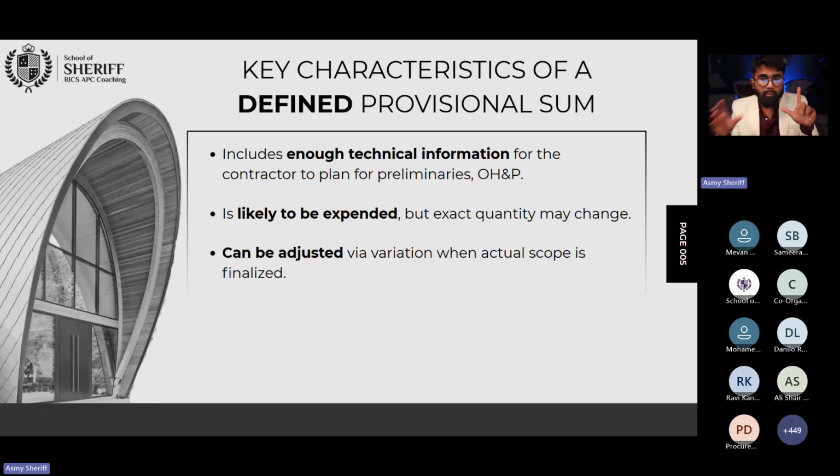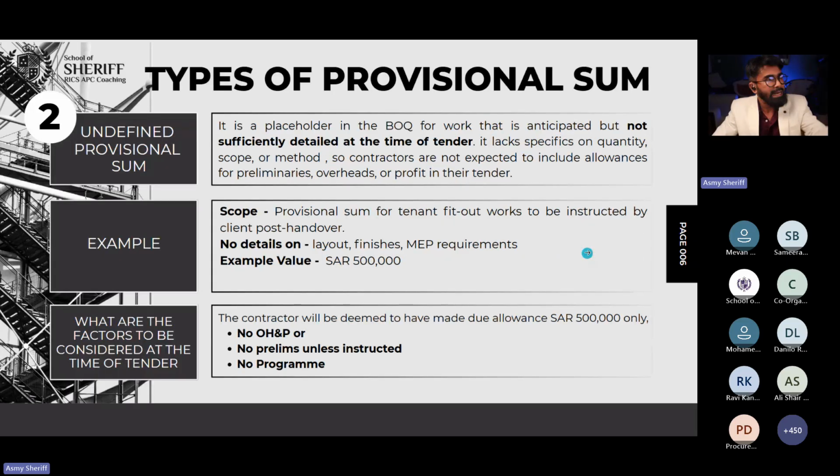And most of the time, the client will make it a defined provisional sum if he is confirmed 90%, 70%, 85%. Then only he will make it as defined. Otherwise, the contractor, without doing the work, is going to earn preliminaries. Right? It's a waste of money. So most of the time, they will consider this as a defined provisional sum, very specifically, I'm going to execute that.